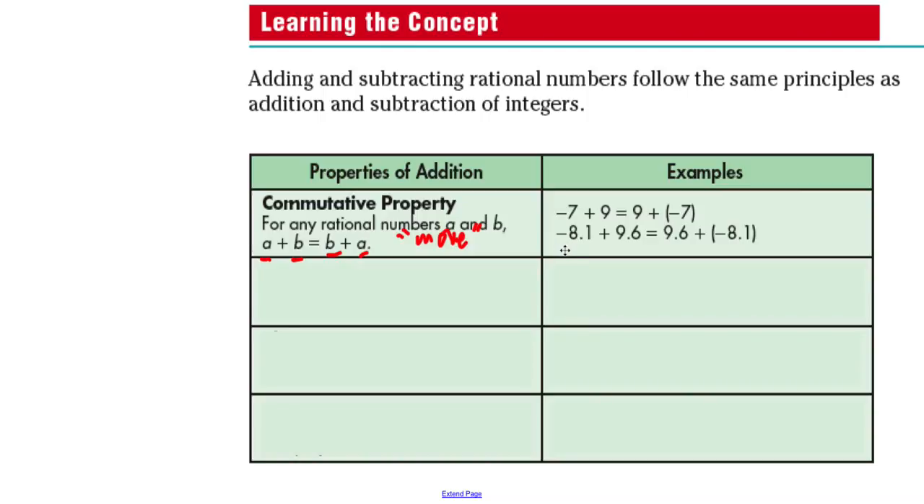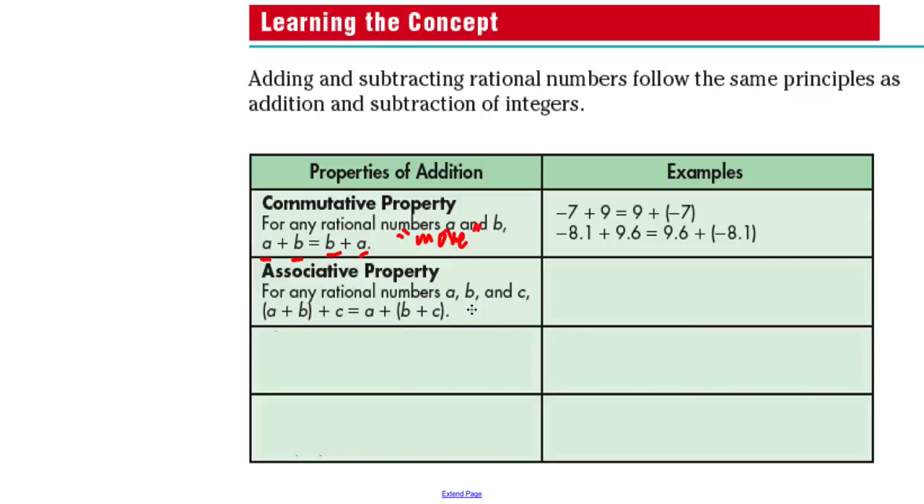Another example, negative 8.1 plus 9.6. Again, we change the order of the numbers, but we still get the same sum. And so that is the commutative property of addition. The second property, which you all know also, is called the associative property of addition.